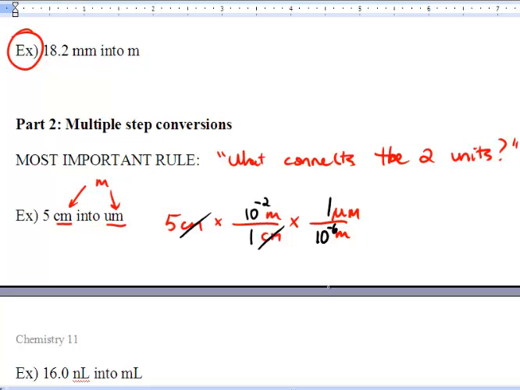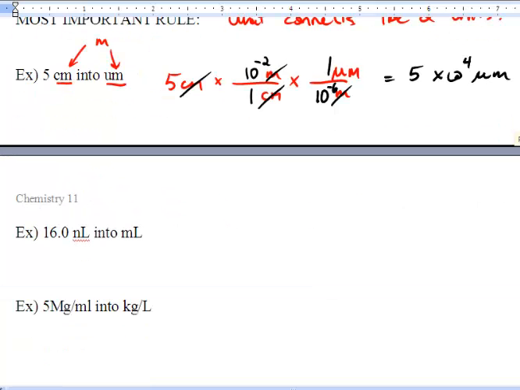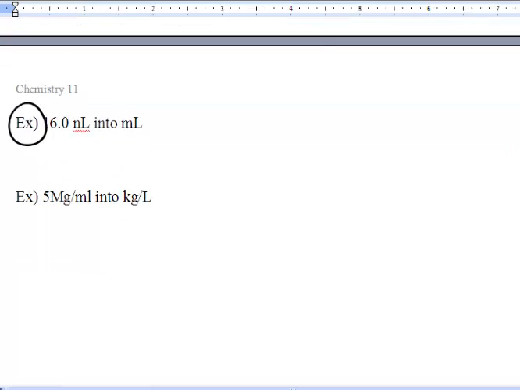And then we're going to go 5 times 10 to the negative 2 meters times 1 micrometer divided by 10 to the negative 6. Our meters cancel out, and we're left with 5 times 10 to the exponent of 4 micrometers. Alright, I'd like you to try this one on your own, please. And we will be doing this one in class.